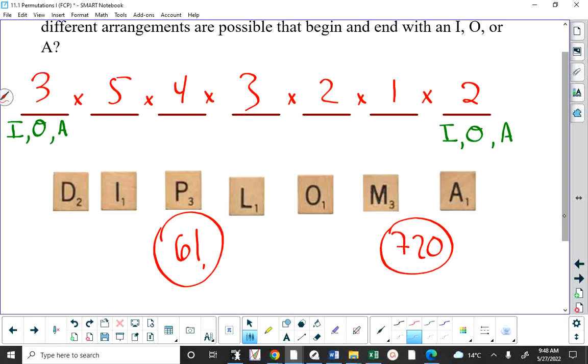But why is it 6 factorial? I want you to notice that this multiplied by this is 6. And we have 6 times 5 times 4 times 3 times 2 times 1, so it's 6 factorial. It's not 6 factorial because you're arranging 6 letters or anything. It just happens to be 6 factorial.